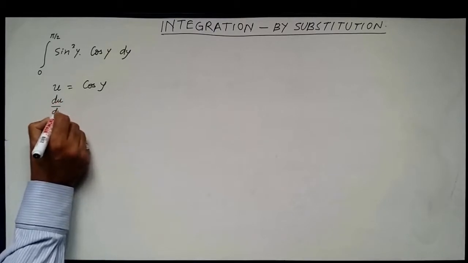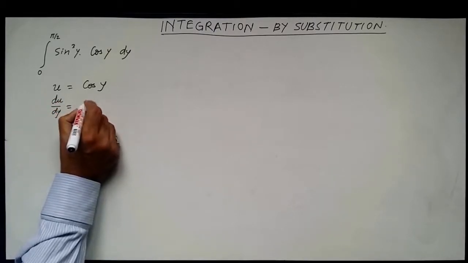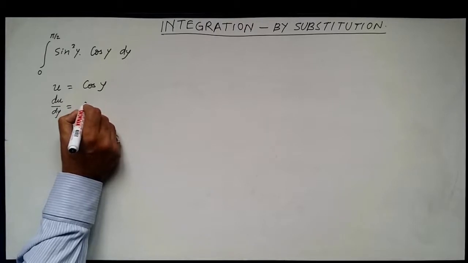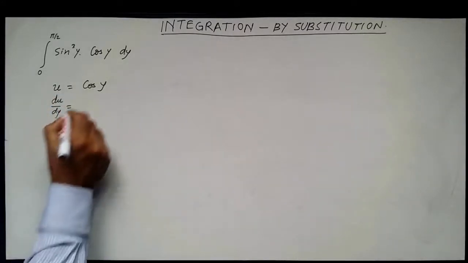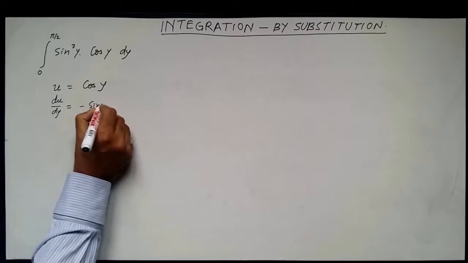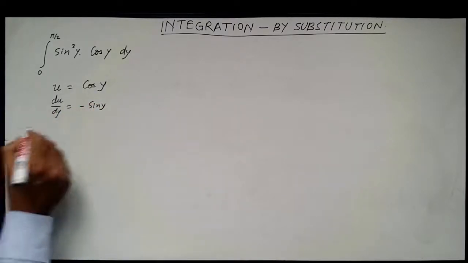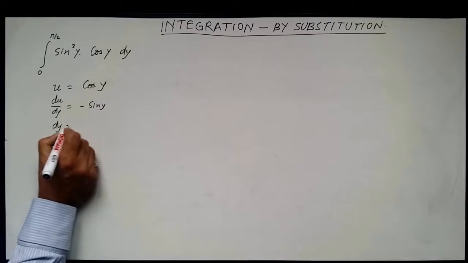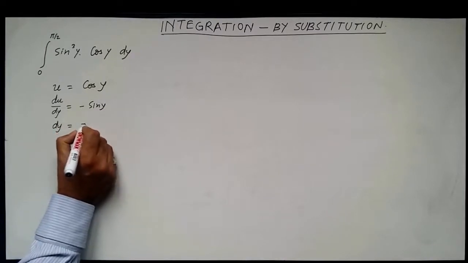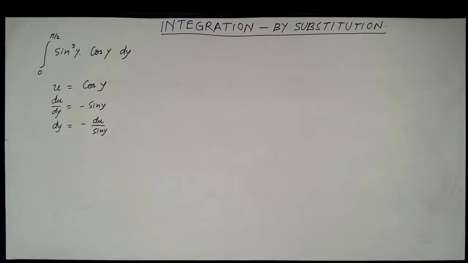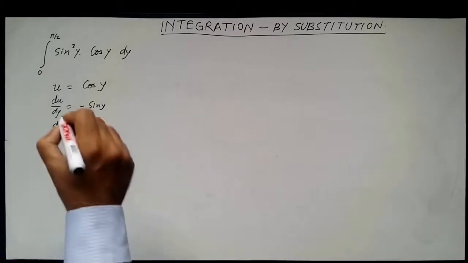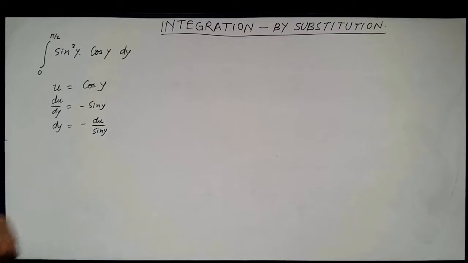du by dy is equal to minus sine of y. Fine. So what is dy equal to? dy is equal to minus du by sine y. Okay. Now let's substitute here. So what happens here?